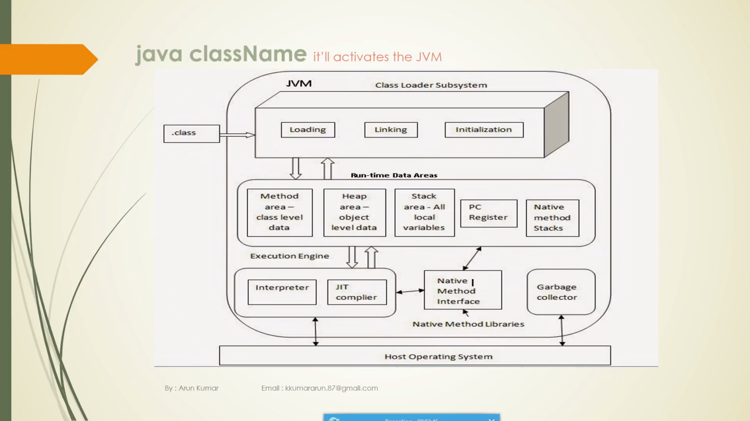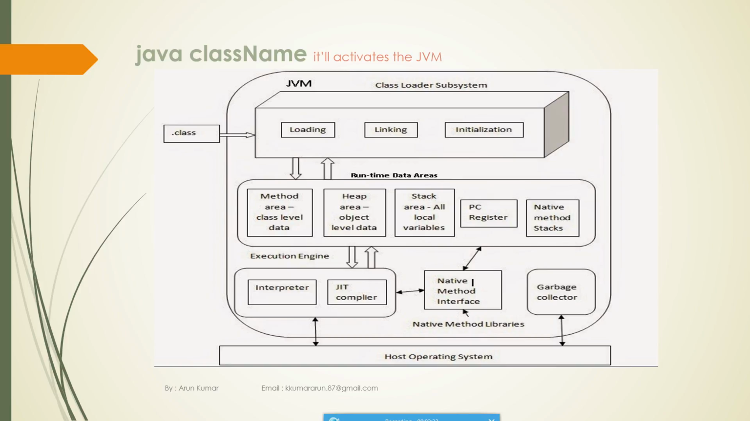First, the class loader will activate and it will load your class file inside the JVM. Then after, the bytecode verifier verifies the file. If there is no error and the code is proper, then your program will execute, and it is compiled by the interpreter and directly sent to the DMA, direct memory access, or you can say your processor or RAM.